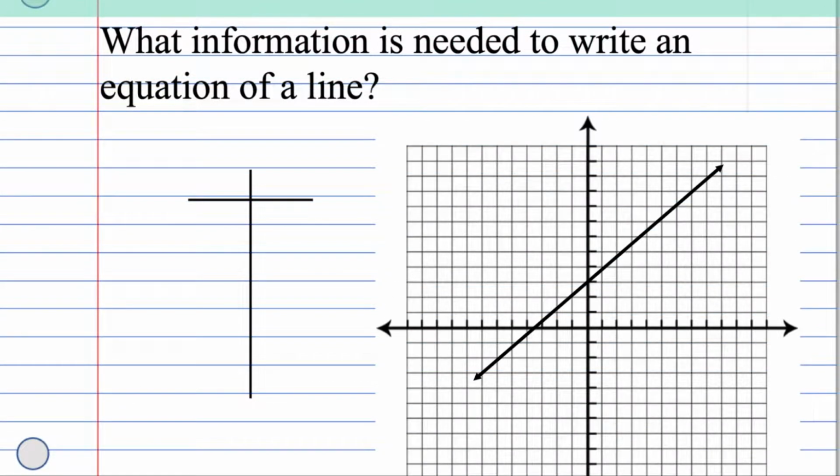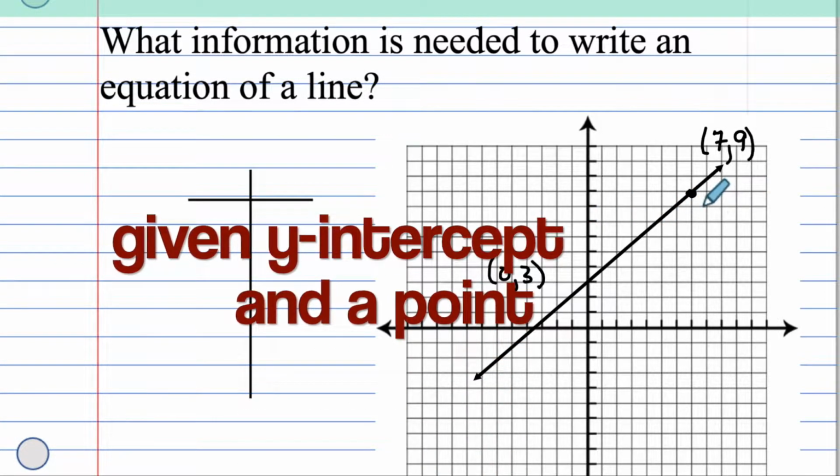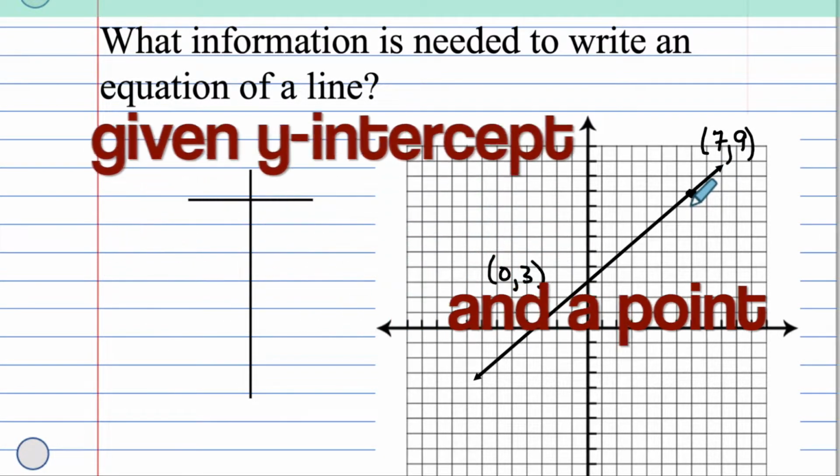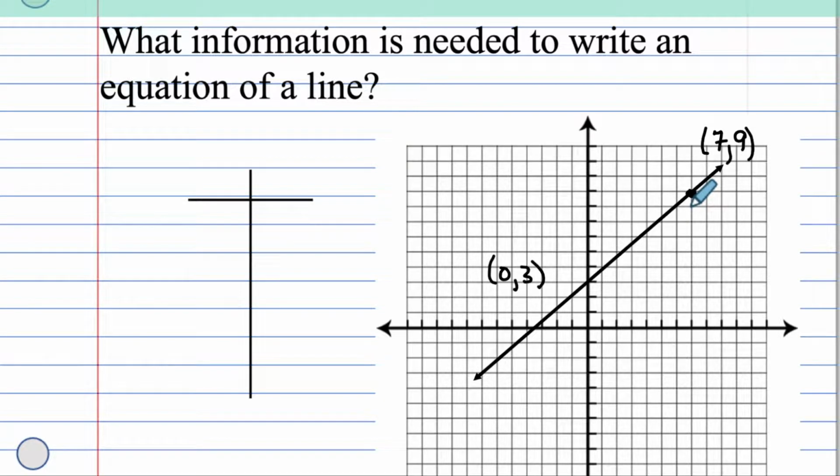We can look at a graph, and if we know the y-intercept hits at 3, meaning the point is (0, 3), we can use that information to figure out the slope and get the equation of the line. Let's say we're given another point, (7, 9). We can use that information to figure out the slope and then plug in the y-intercept.